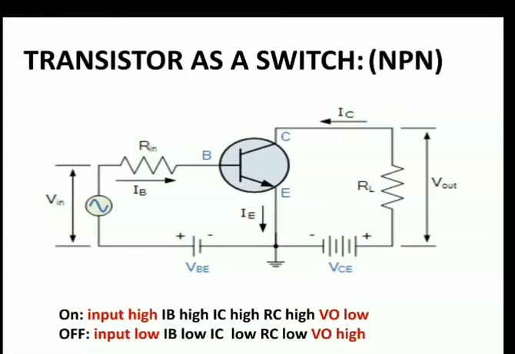So after the connections are made, the transistor starts working. When the transistor is on, when high input is applied, the base current will be high, collector current will be high, the voltage across the resistance will also be high, but the output voltage will be low. When the transistor is in off condition, base current will be low, collector current will also be low, the voltage across the resistance will also be low, but the output voltage will be high. When input of high is given, output will be low. In the same way, when low input is given, output will be high. Okay, so this is how the transistor acts as a switch.